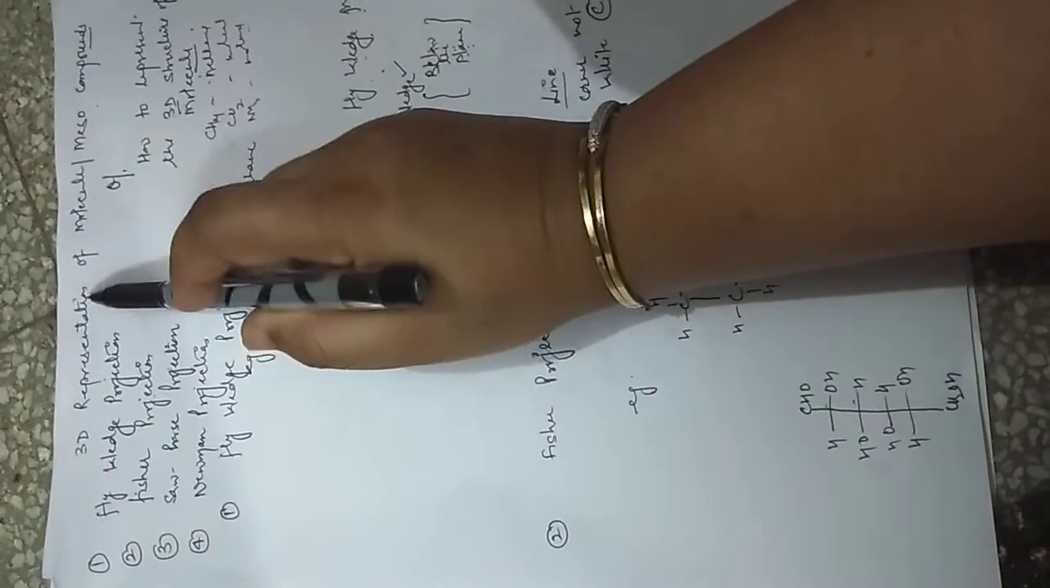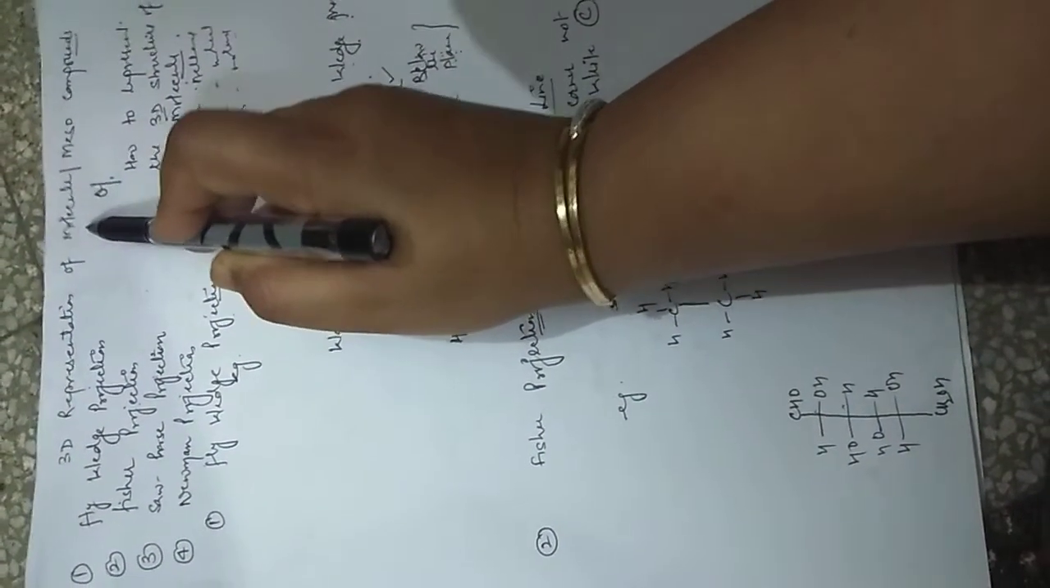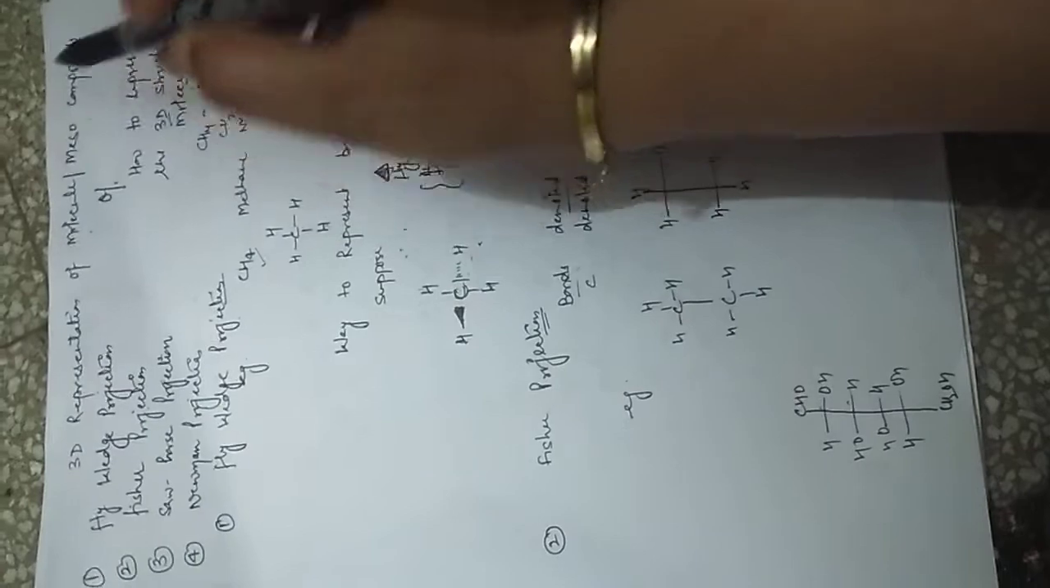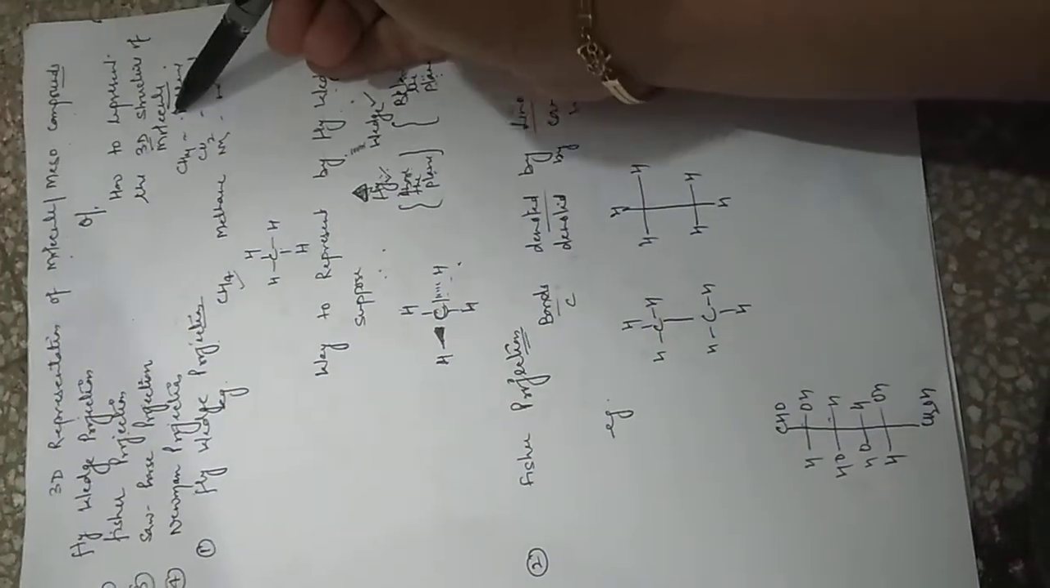Fourth semester students, in the last video we discussed chirality, enantiomers and diastereomers. Now we will discuss the 3D representation of molecules and meso compounds. The question arises: how do we represent the 3D structure of a molecule?